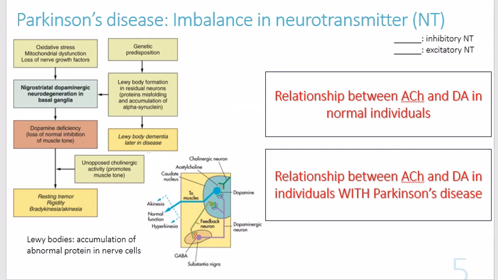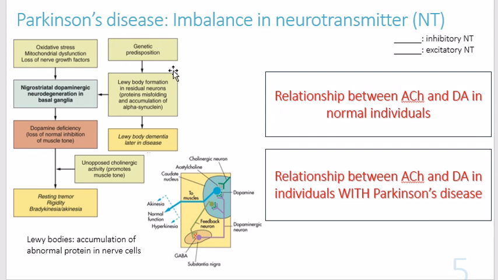So a little bit more on Parkinson's disease. I already told you that there's dysfunction in the neurotransmitters that are produced within the brain. We talked about dopamine. On this slide, we're going to talk about both dopamine and acetylcholine and how they have an impact on the development of Parkinson's disease. The cause of Parkinson's disease can be oxidative stress, mitochondrial dysfunction, loss of nerve growth factors, but it can also be genetic predisposition.